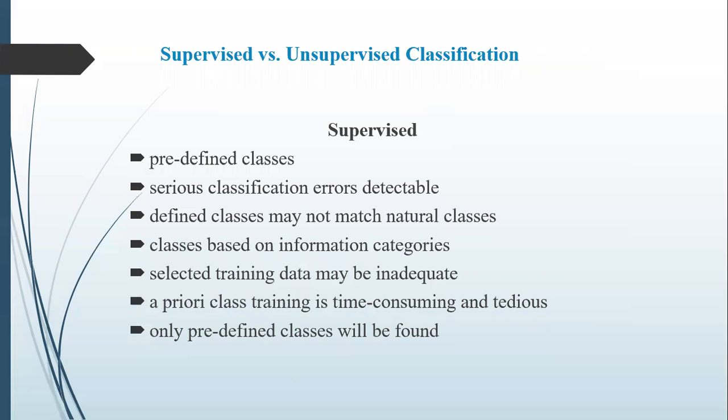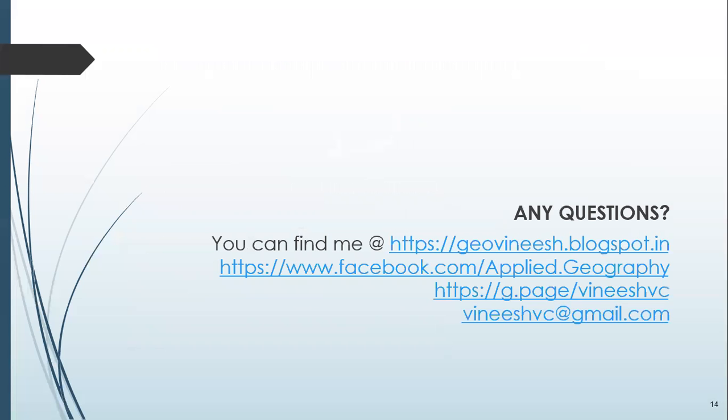Then what do you mean by supervised classification? That we already learned. Predefined classes, that means based on our training data set. Serious classification errors are detectable. Defined classes may not match natural classes. Classes based on information categories. Selected training data may be inadequate. A priori class training is time consuming and tedious. Only predefined classes will be found. See, based on the training data set we assign, the machine will classify according to our training data set. That is the major difference between supervised and unsupervised classification.